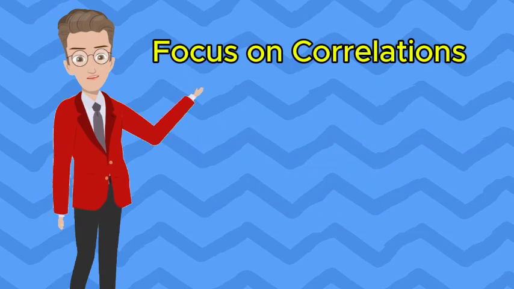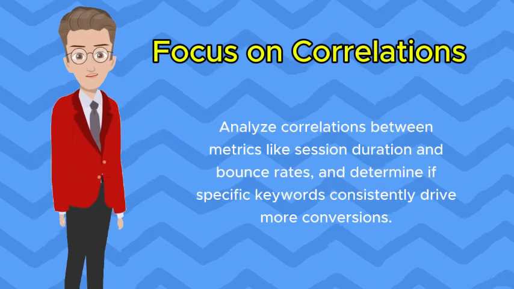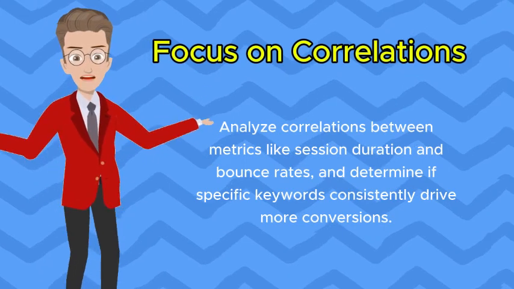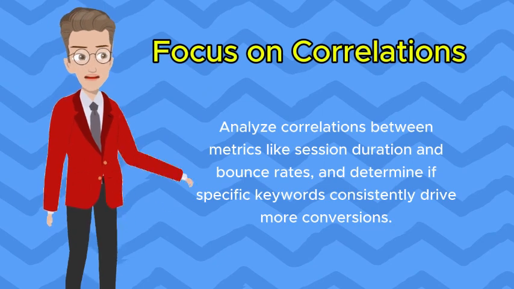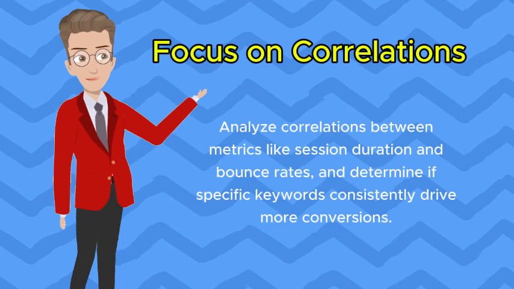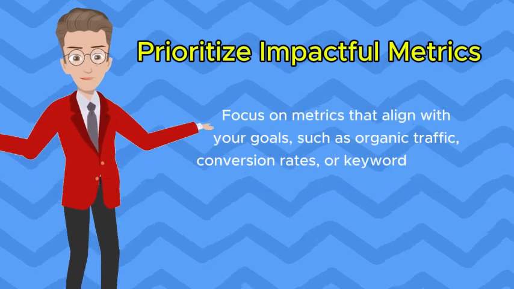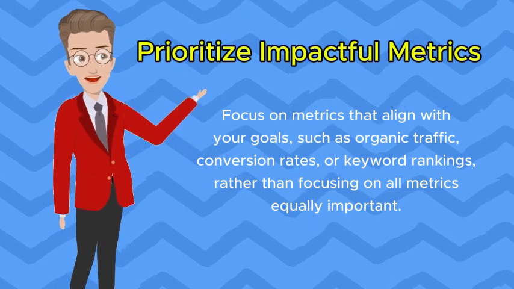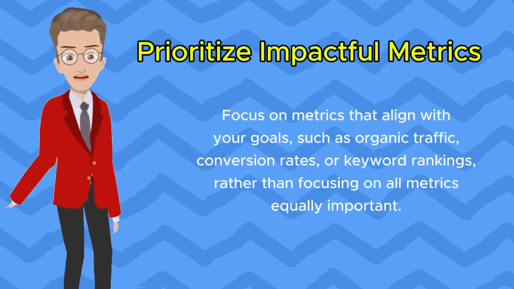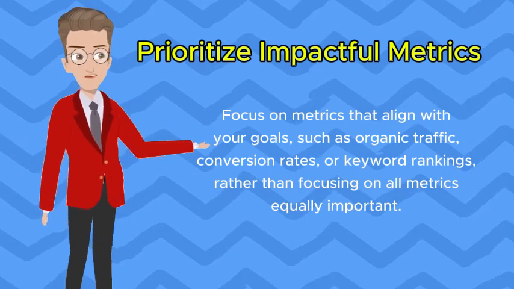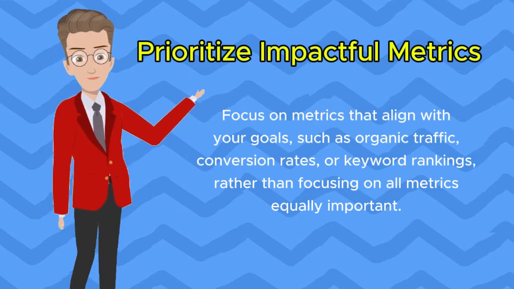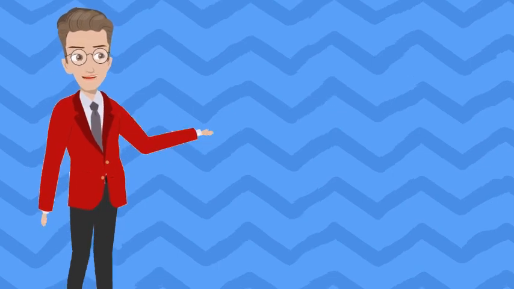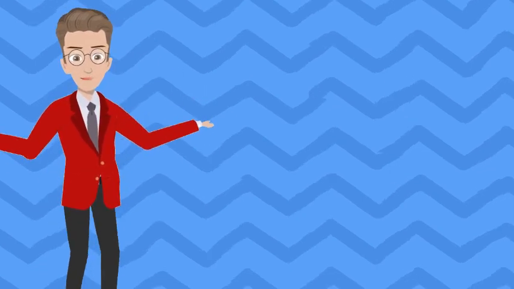Focus on correlations. Analyze relationships between different metrics. For instance, does higher session duration correlate with lower bounce rates? Do certain keywords consistently drive more conversions? Prioritize impactful metrics. Not all metrics are equally important. Focus on those that align with your goals, such as organic traffic, conversion rates, or keyword rankings. By following these steps, you'll move beyond surface-level observations and uncover insights that drive real results.